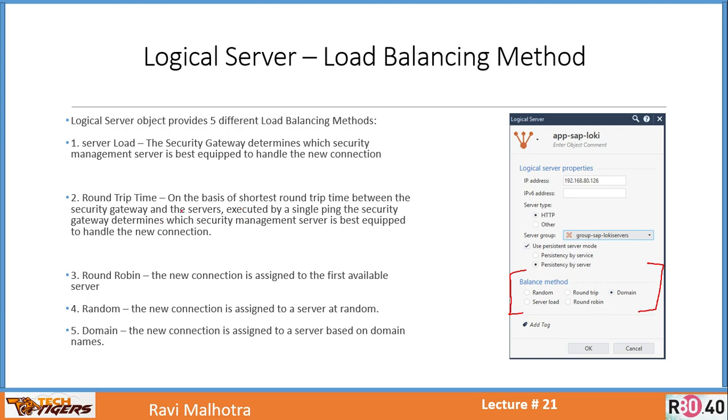Round robin, the new connection is assigned to the first available server and then to the next available server, then again back to the first, then to the next. Random is that the new connection is assigned to a server at random. It all depends maybe on certain algorithms. And then the domain is a new connection assigned to a server based on the domain names. You may have a domain, .com, abc.com. So then on the basis of this domain, this kind of load balancing will happen.